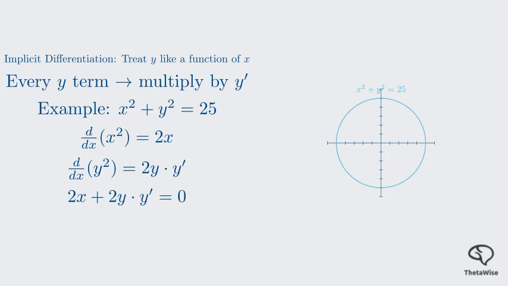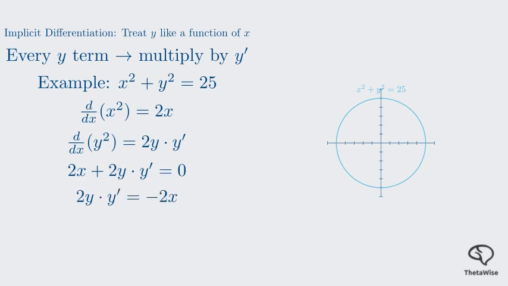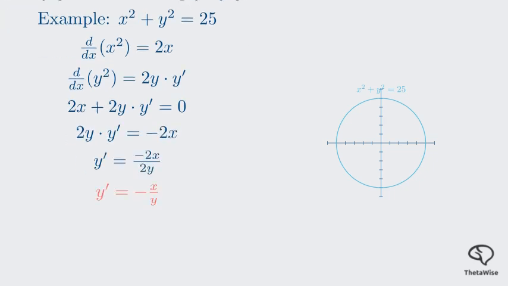Now we just use basic algebra to get y prime by itself. Subtract 2x from both sides, then divide by 2y. So the slope at any point on the circle is just the negative of the x-coordinate divided by the y-coordinate. By adding that little y prime tag, we can find the rate of change for any shape, no matter how messy the equation looks.